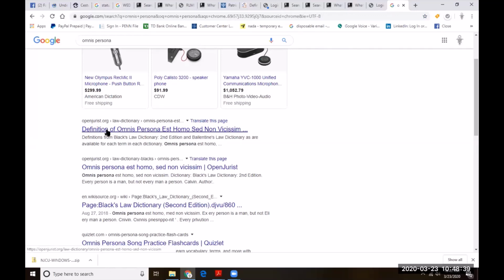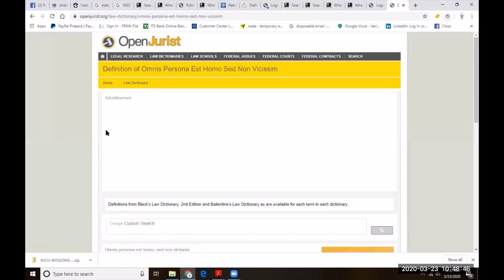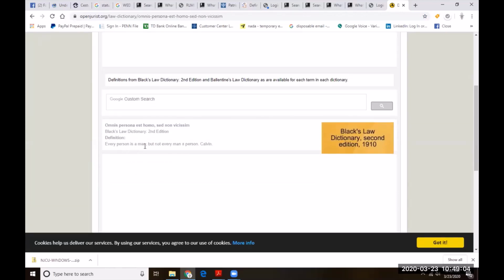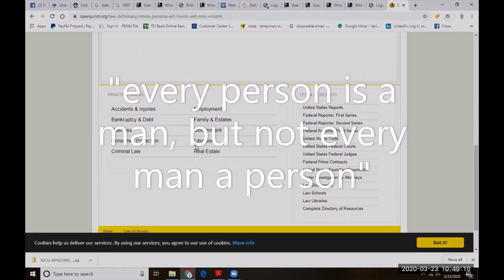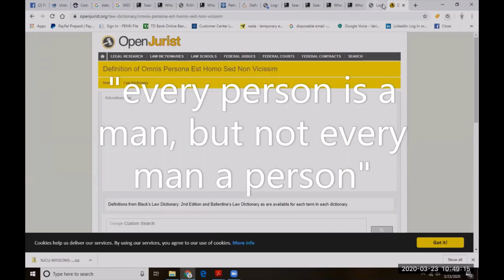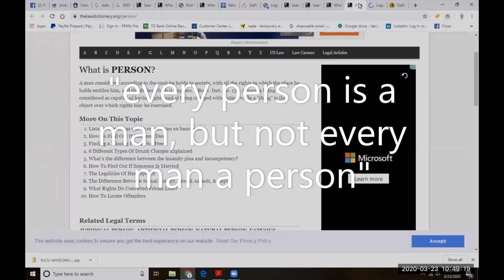This is Black's Law, second edition. Every person is a man, but not every man a person. Okay. Moving right along.